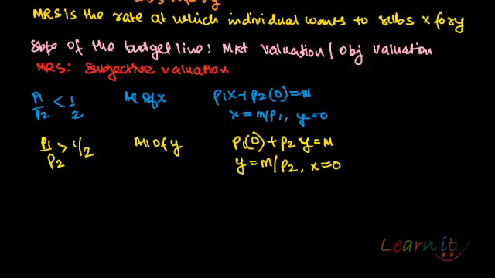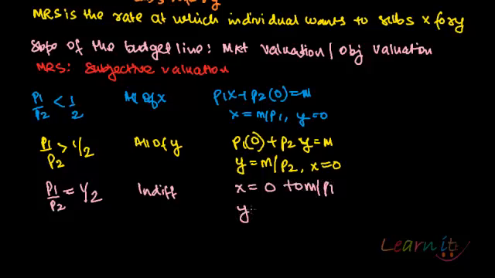Fine. And if the rate at which the market wants to substitute X for Y is equal to the rate at which the individual wants to substitute X for Y, then he is indifferent between X and Y, and he will buy anything between 0 to M by P1 of X, and anything between 0 to M by P2 of Y. Thanks.